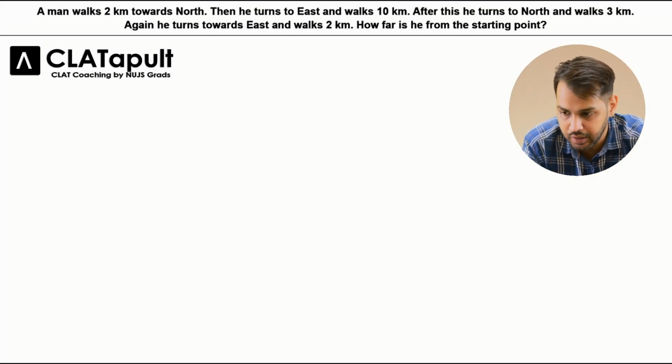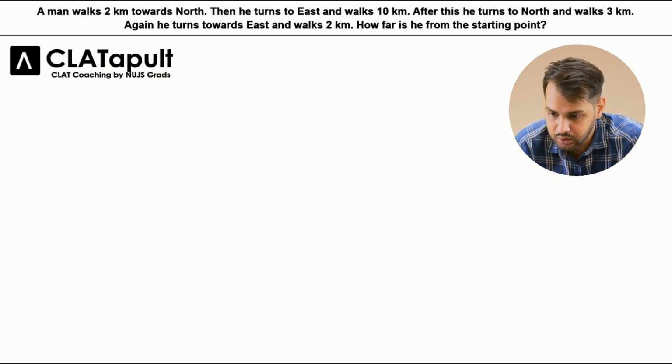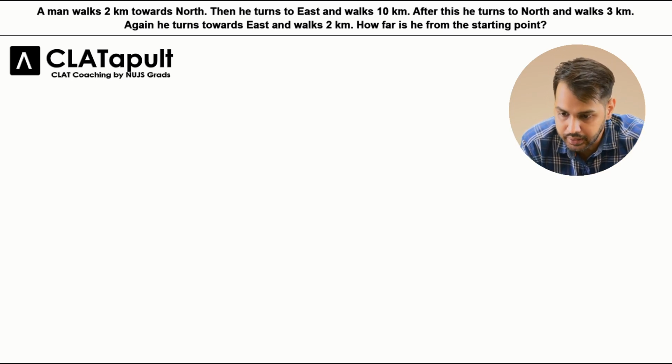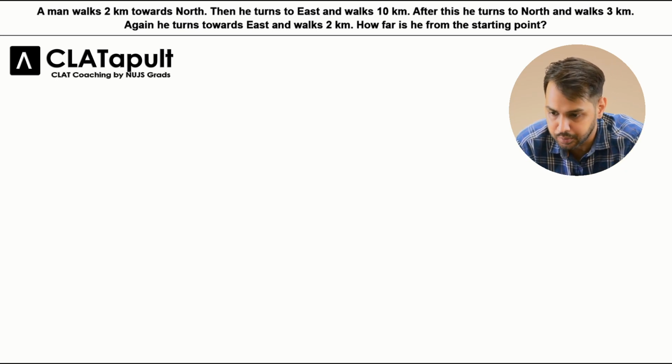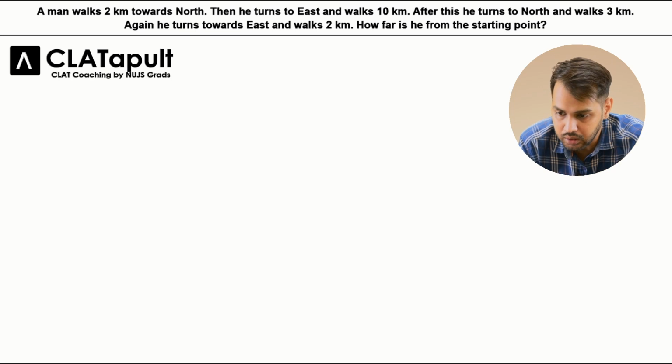The question in front of us is: a man walks 2 kilometers towards the north, then he turns to the east and walks 10 kilometers. After that, he turns to the north and walks 3 more kilometers. After this, he again turns towards the east and walks 2 more kilometers. How far is he from the starting point? This is the typical kind of intermediate-based question that I was talking about, so let's go about how to solve it.